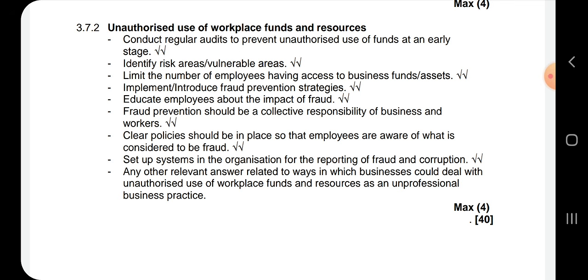So guys, here, that's where you think outside the box. And then I promise you, with business studies, there is no way you will not pass it. There is no way. Because you just have to understand how you can make sure that people do not use business funds without consent of the manager or the business owner. How? That's how you answer this question. Any other relevant answers you will get. So you don't have to panic.